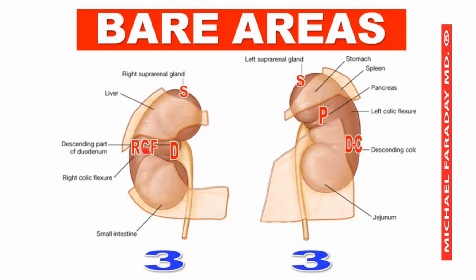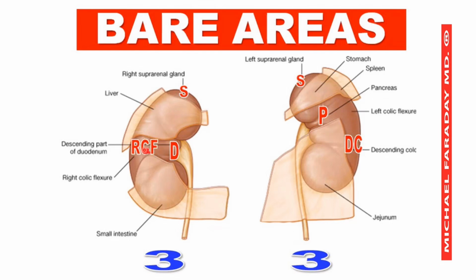When it comes to the right kidney, the right suprarenal gland has no peritoneal covering. Then we have the descending part of the duodenum. This part has no peritoneal covering. Then the right colic flexure too has no peritoneal covering. Again, the anterior aspect of the kidney has peritoneal coverings. However, there are areas where there is no peritoneal covering.